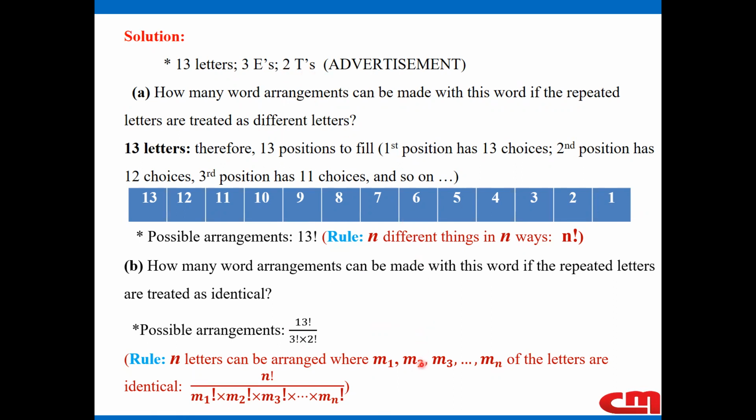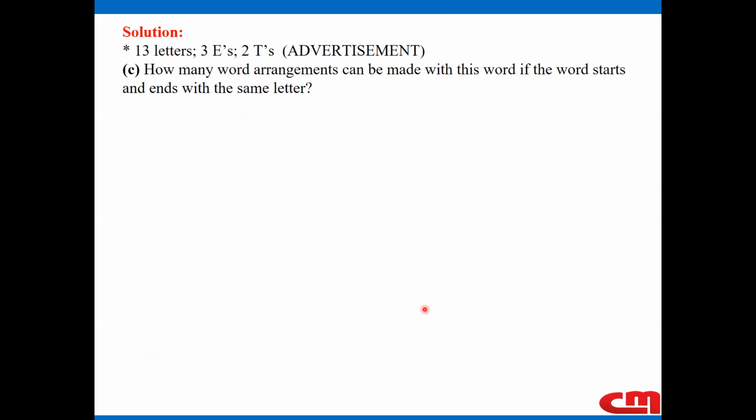Therefore, M2 is equal to 2. Then the way we arrange those 2 letters is 2 factorial. This is what we have here. So this is the understanding that you should always have as you arrange a word with repeated letters, right? Okay, let us go on to C.